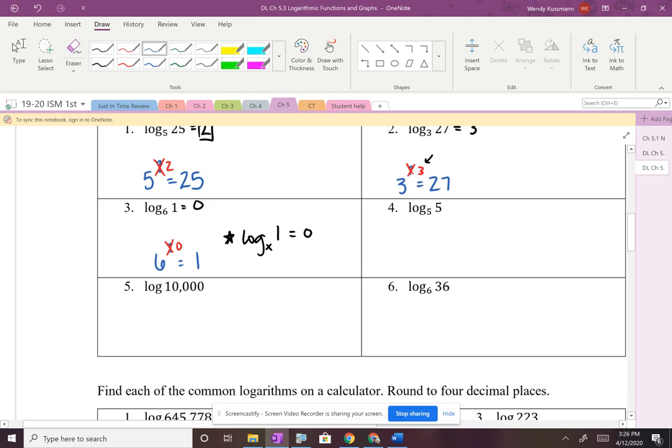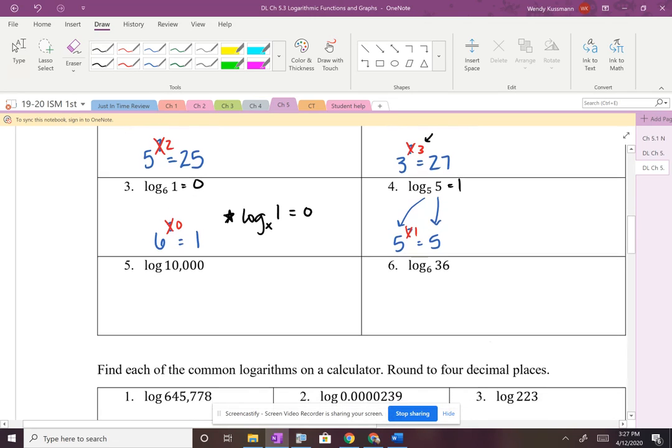Log base 5 of 5. Well, this means, again, what power do I raise the base to give me the argument? Well, 5 to what power is 5? It's not 0. 5 to the 0 is 1. 5 to the first power is itself. Anything to the first power is itself. So again, log base 5 and 5 to the will end up canceling, giving you 1, and we'll look more at this later.